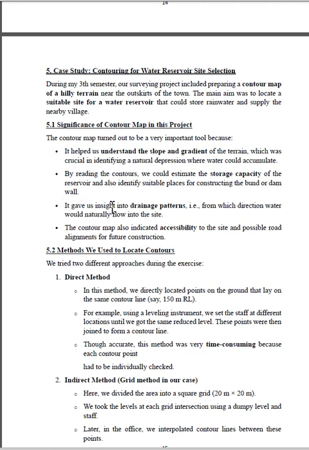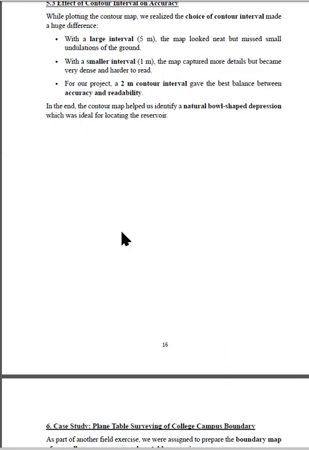It gave us insight into the drainage pattern, for example which direction water would naturally flow in the site. The contour map also indicated accessibility to the site and possible road alignment for the future construction.